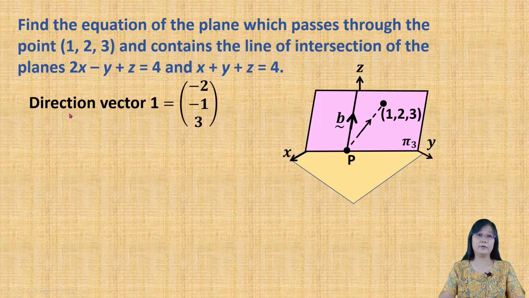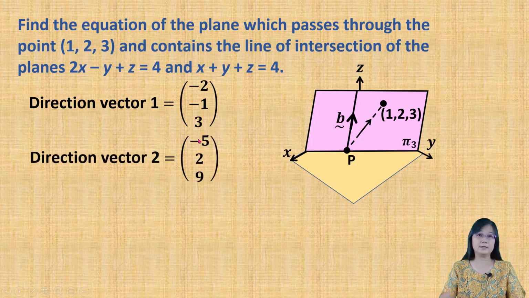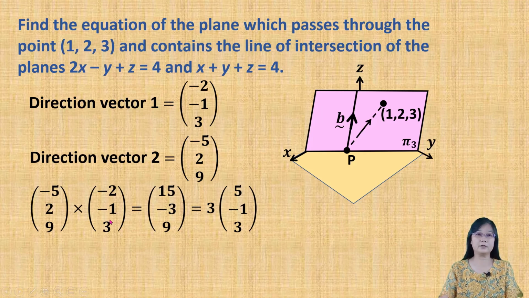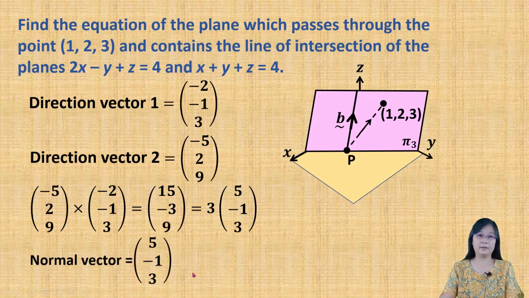Now I have two direction vectors. One direction vector is the direction vector of the intersection line. The second direction vector is the direction vector I found from the two position vectors. Now I'm going to multiply these two direction vectors. So the vector product of these two direction vectors is 15, negative 3, and 9. Now I find that I can further simplify this vector, that is I factorize the 3. So now the vector becomes 5, negative 1, and 3. So this is the normal vector of the plane.